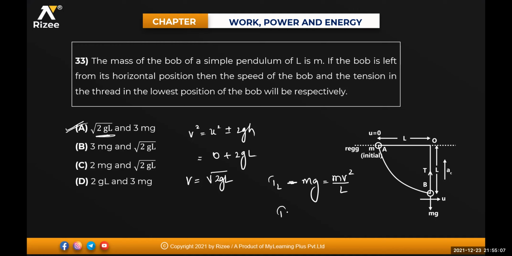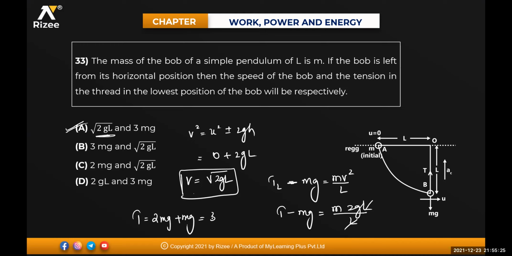So I can write here T at lowest position is given as T minus m into g is equal to m, velocity is already given here, under root of 2gL. So that is 2g into L divided by L. L gets cancelled. So T will be equal to 2 into mg plus mg. That will be equal to 3 times mg. So 3 mg will be the answer.